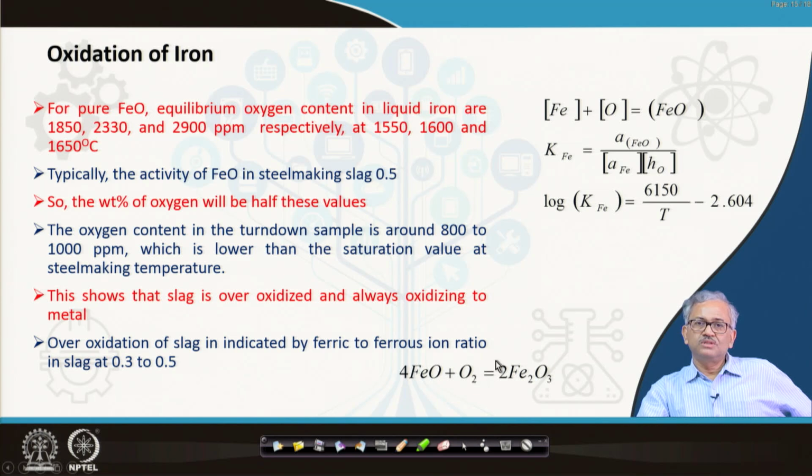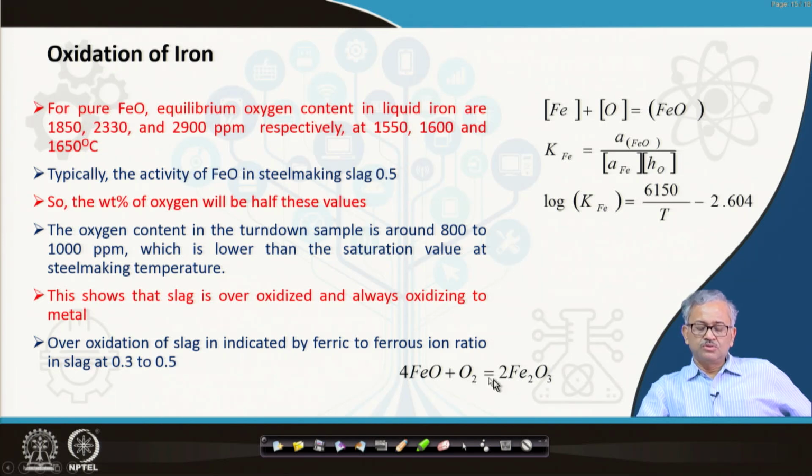This reaction goes on because you have a lot of dissolved oxygen near the interface that is not able to be transported to the rest of the liquid metal. As a result, it oxidizes the FeO to Fe2O3. So the slag remains over-oxidized and always oxidizing to the metal. And if you want to calculate, since Fe2O3 is there, Fe2O3 has a much higher partial pressure, that is decomposition or oxidation potential, compared to that of FeO also. In the Ellingham diagram, Fe2O3 is much above that of FeO. So if you calculate this equilibrium, the partial pressure of oxygen will be a little higher.